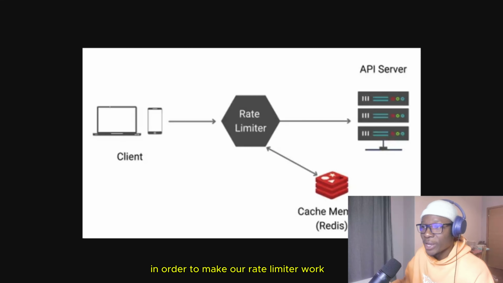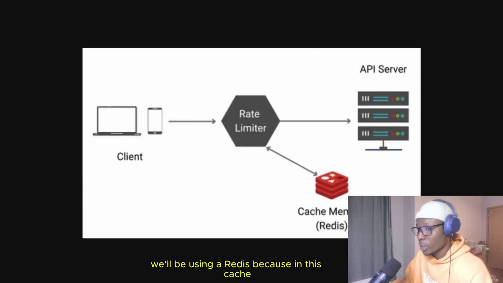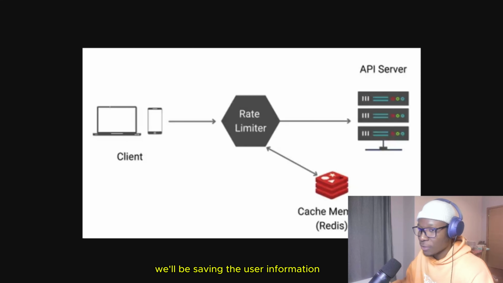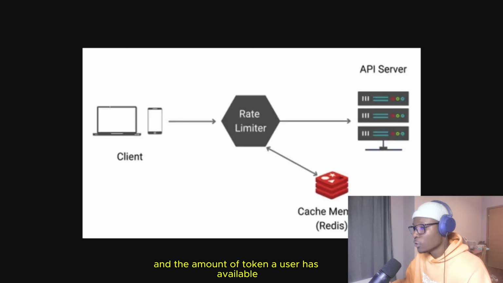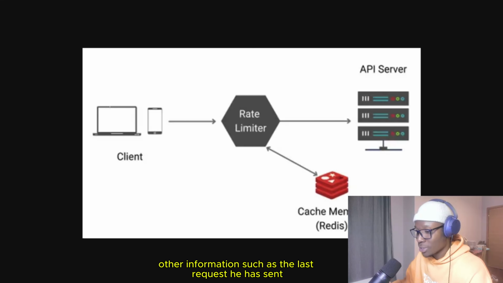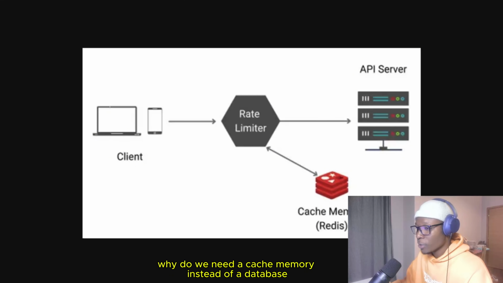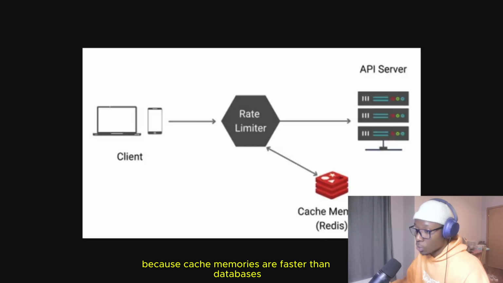In order to make our rate limiter work, we will need something called a cache. A cache memory, and in our case we'll be using Redis, because in this cache we'll be saving the user information and the amount of tokens a user has available, and also, for example, other information such as the last request he has sent. You might ask, why don't we use a database for this? Why do we need a cache memory instead of a database? For the simple reason that cache memories are faster than databases.